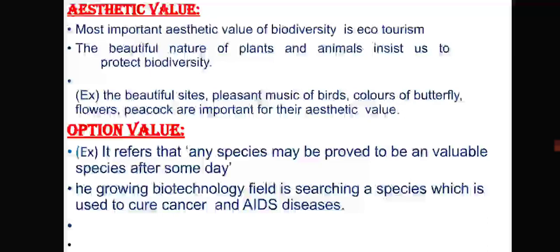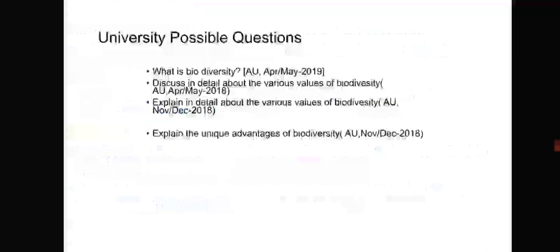The next one is option value. Option value refers to the fact that any species may prove to be a valuable species some day. That is, the species is not used by us now, but in future it may be a valuable species. For example, the growing biotechnology field is searching for a species which can be used to cure cancer as well as AIDS. So, in this video, we discussed what is meant by biodiversity, what the importance of biodiversity is, how it is classified, and how its values are classified. Thank you all.